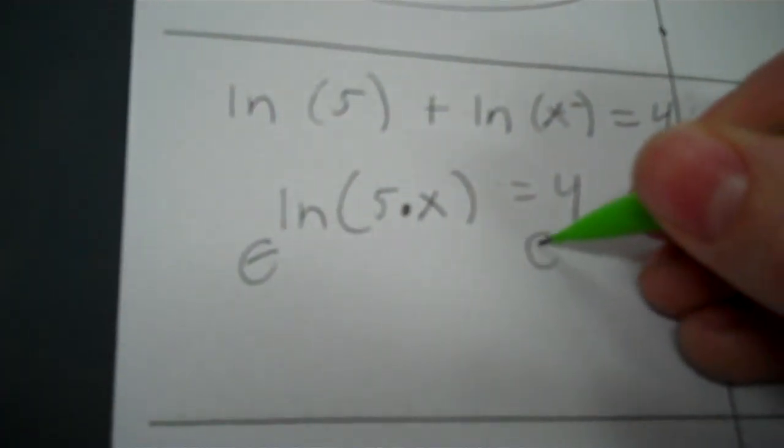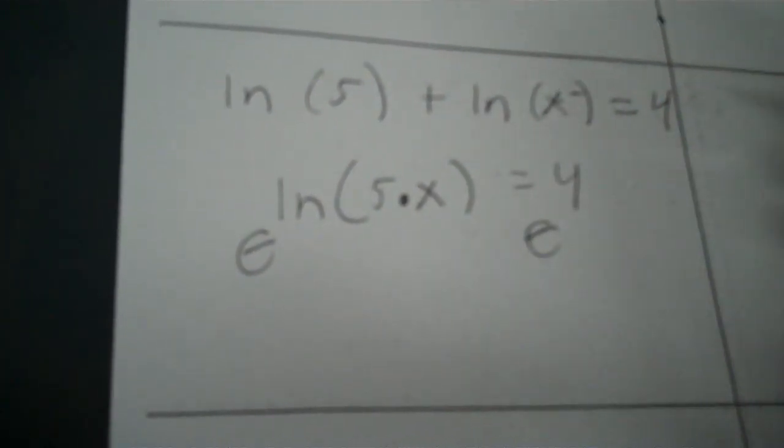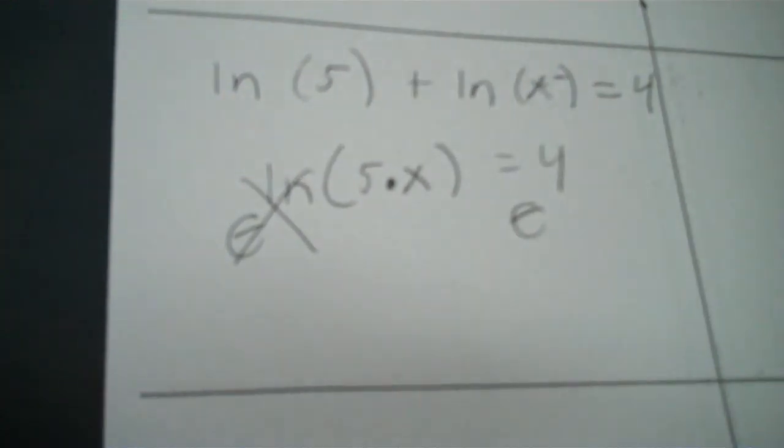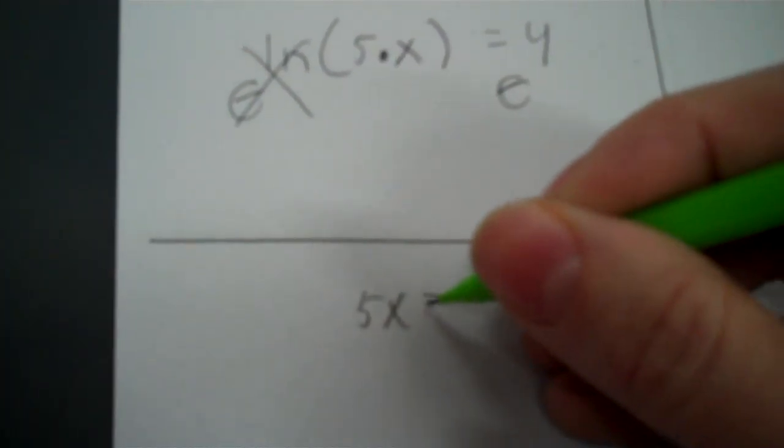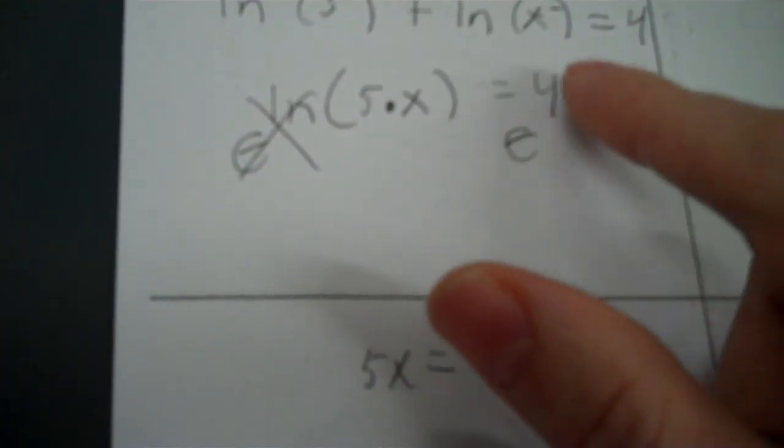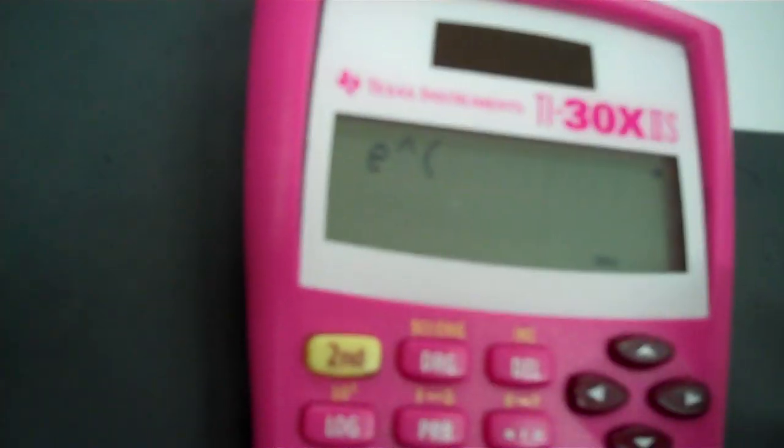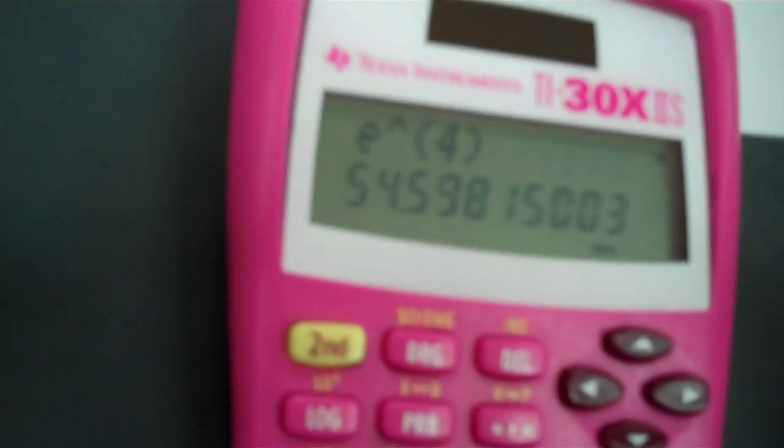Now, to get rid of the Ln, you put an e, but not in front of it. You got to put it to the bottom right, because e is a base. That cancels. I now have the expression 5x. Now, I raise e to the 4th power, so I go second Ln 4. 4 again. Okay, sorry about that. 54.60. Just roll with it.